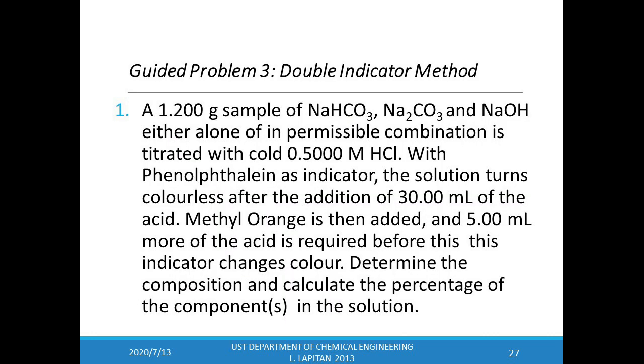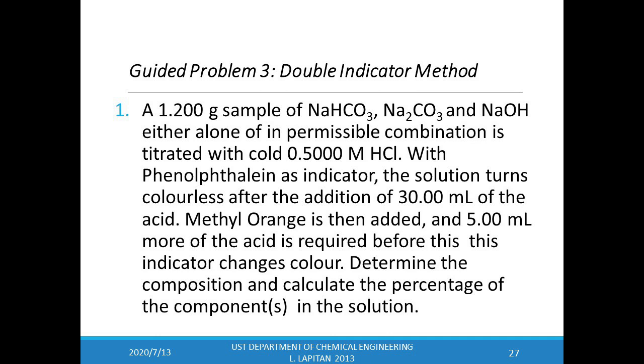Okay, so let's try to answer this problem and apply what we have learned. A 1.200 gram sample of sodium bicarbonate, sodium carbonate, and sodium hydroxide, either alone or in permissible combination, is titrated with cold 0.5 molar HCl. With phenolphthalein as indicator, the solution turns colorless after the addition of 30.0 mL of the titrant. Methyl orange is then added and 5 mL more of the acid is required before this indicator changes color. Determine the composition and calculate the percentage of the components in the solution.